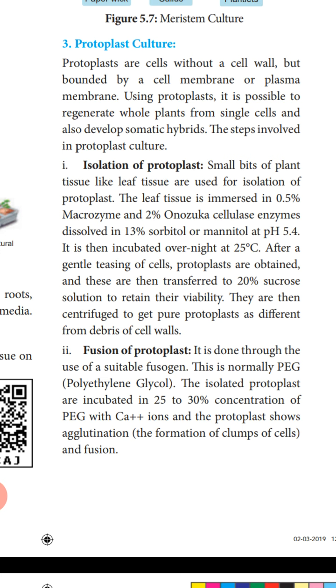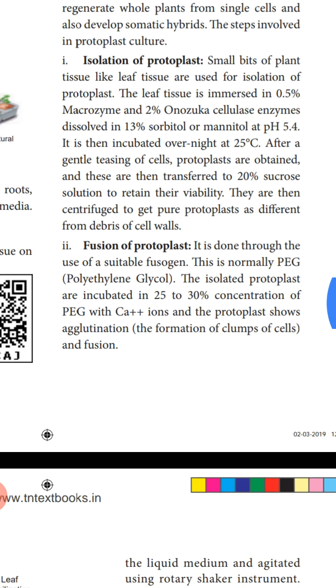So here these isolated protoplasts are kept in the concentrated solution of PEG, along with which calcium ions are present. So here the protoplasts form lumps, and they will undergo the fusion, that is the two protoplasts will fuse together.